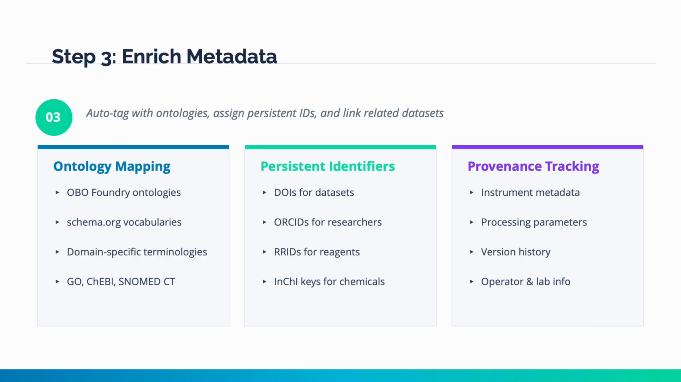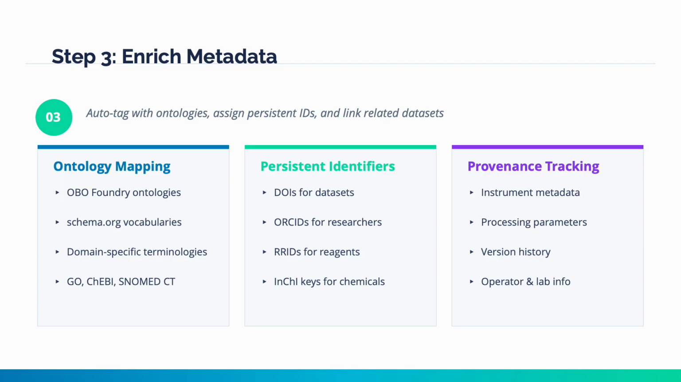Step 3 is enrich metadata. This is often the most overlooked step, but it is absolutely critical for making data truly findable and reusable. There are 3 areas of enrichment. First, ontology mapping. Artificial intelligence maps your terms to established ontologies, like those from the Open Biological and Biomedical Ontologies Foundry and schema.org vocabularies. This means your data speaks the same language as every other compliant dataset in the world.